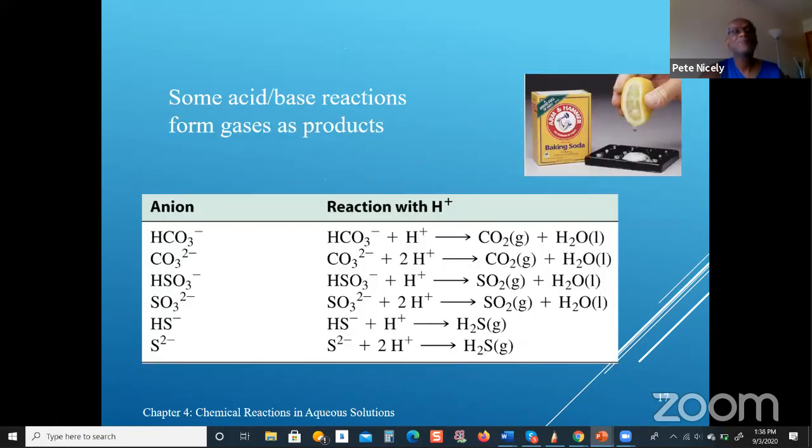Okay, here are some acid-base reactions which involve the formation of gases, all right?